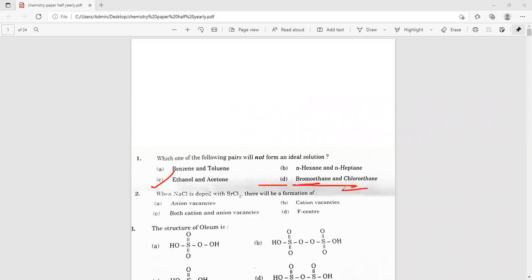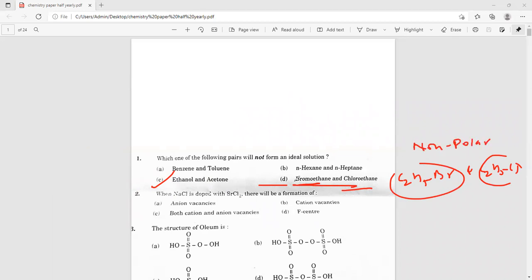And fourth is bromoethane and chloroethane, meaning C2H5Br and C2H5Cl. This is also an ideal solution because both are non-polar. Right? The answer is C.